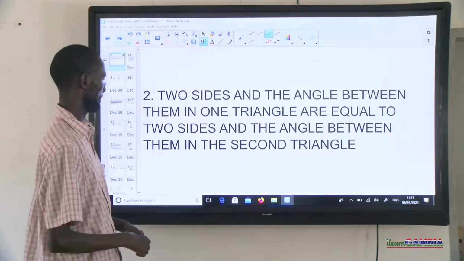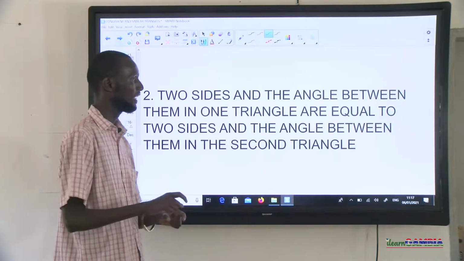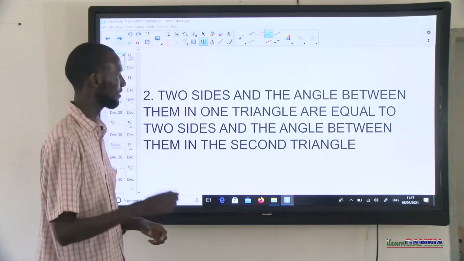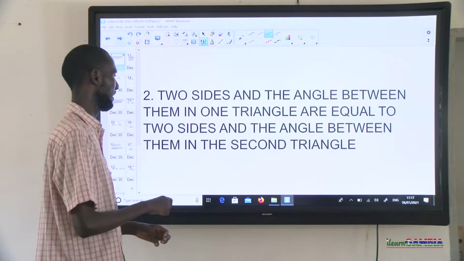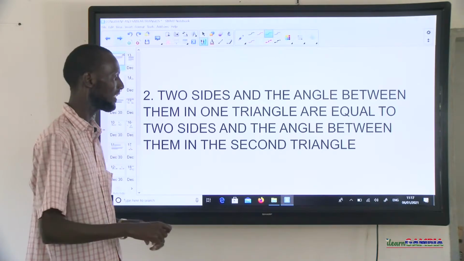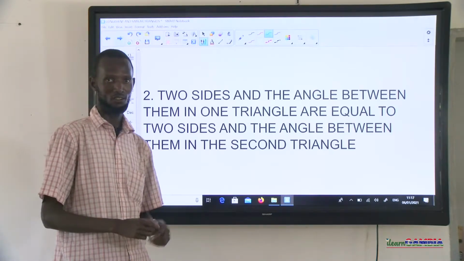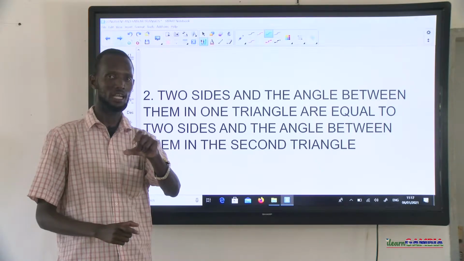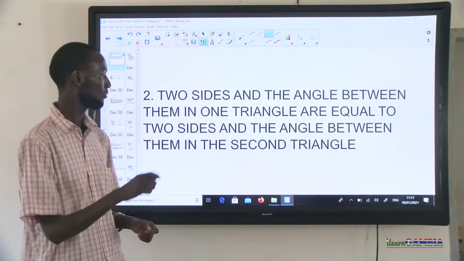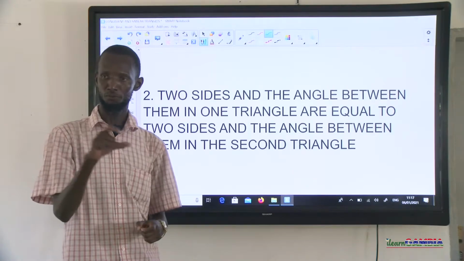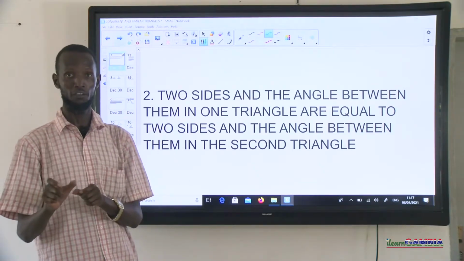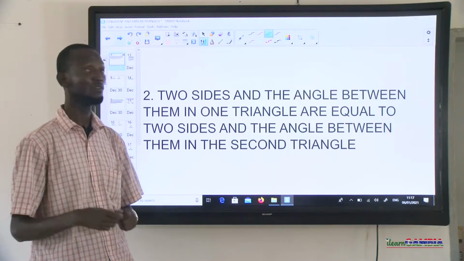Another could be two sides and the angle between them in one triangle being equal to two sides and the angle between them in the second triangle. All right? So if the two sides and the angle between those two sides in one triangle are equal to the two sides and the angle between those two sides in the second triangle, then again that is proof enough that those two triangles are congruent.